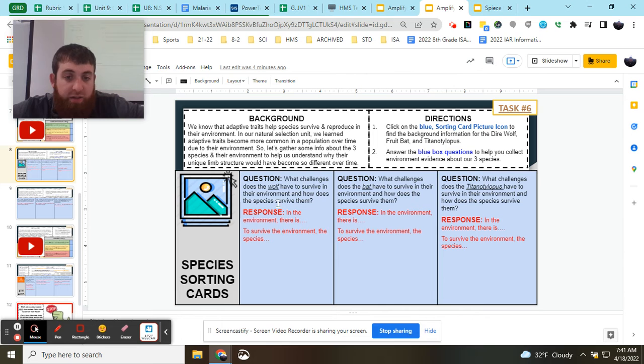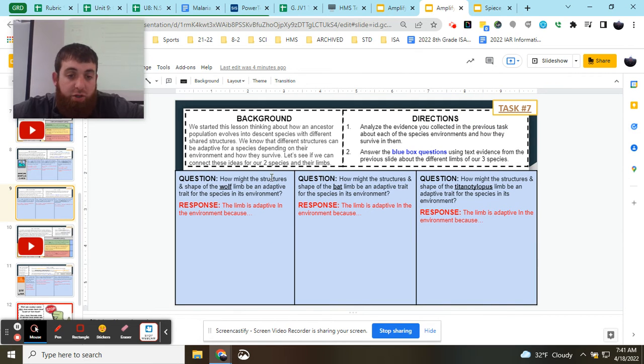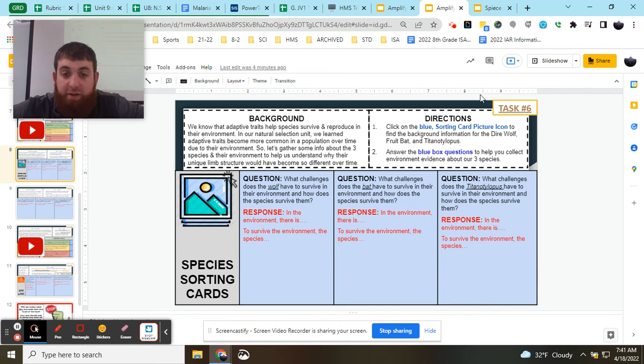So, the next set of tasks is going to have us collecting evidence about each of their environments: the wolf, the bat, and our ancient camel. Once we've collected that evidence, we're going to be looking at how their structure and shape of their limb would lead them to be an adaptive trait for their environment. So, first, we got to collect that environmental evidence.